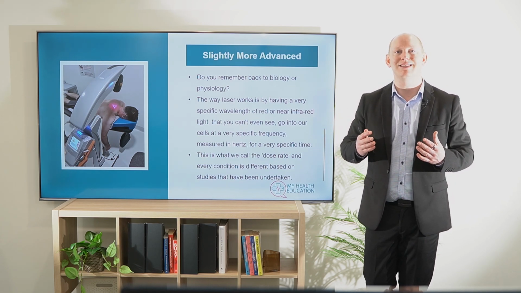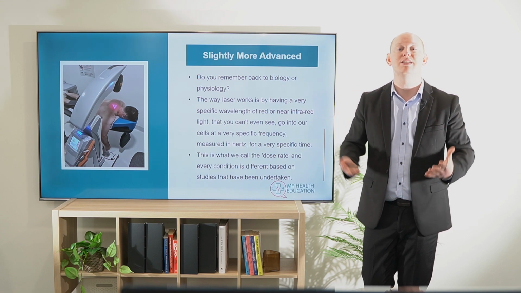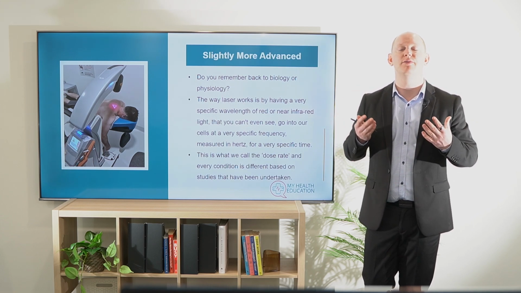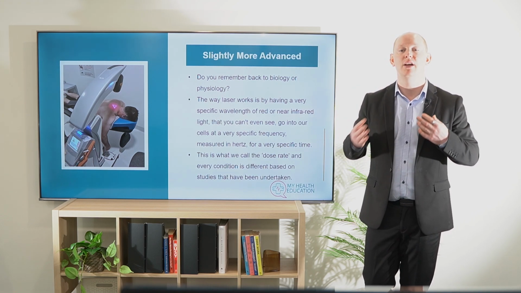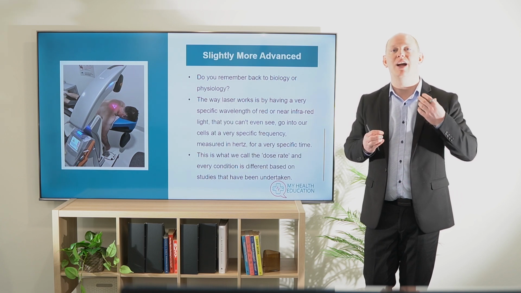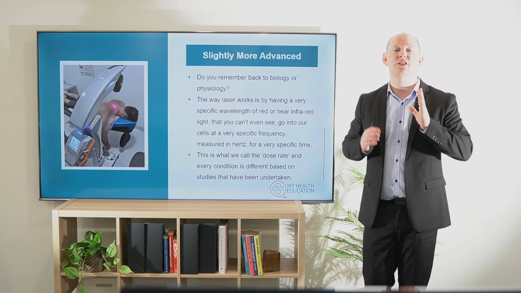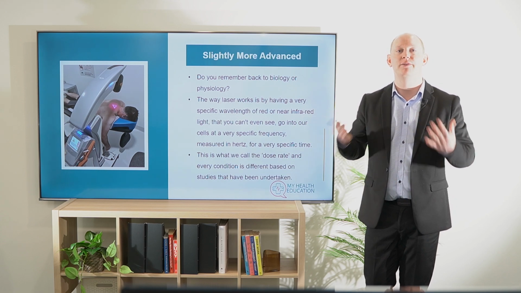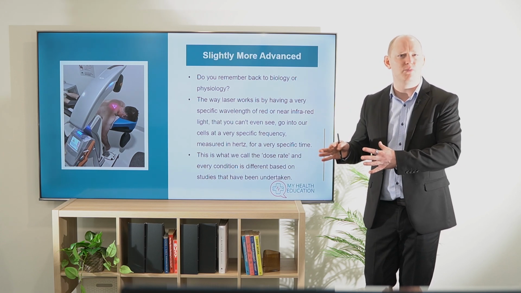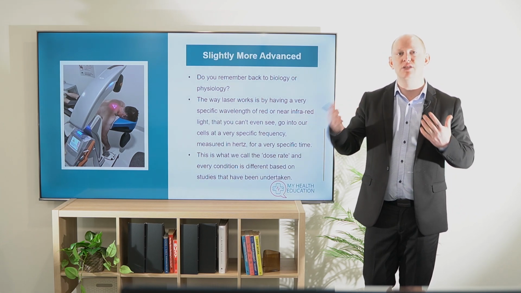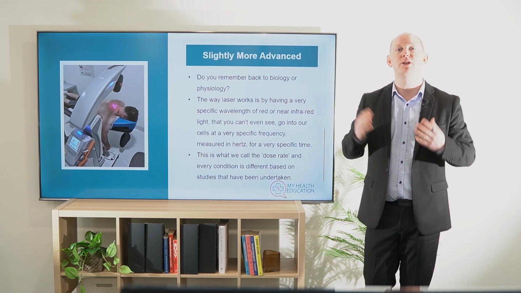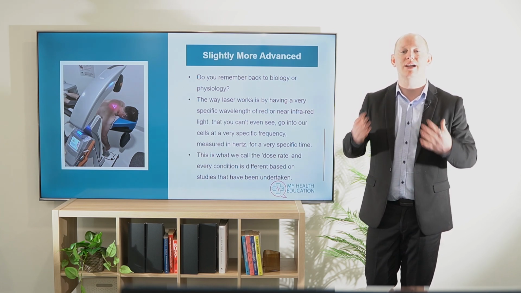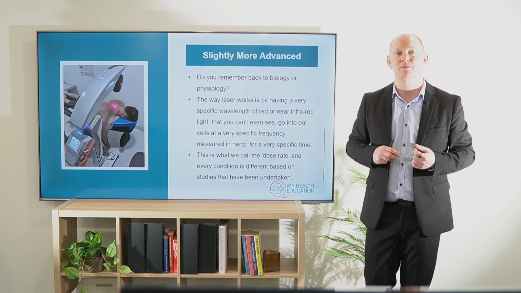And so that's where we start going into, okay, well, this laser, this PBMT, works by having a very specific wavelength of red and near infrared light that you can't even see. It goes into the cells at a very specific frequency, which is measured in hertz, for a very specific time. Now, this is what we call the dose rate, and every condition is different based on the studies and research that have been undertaken previously.